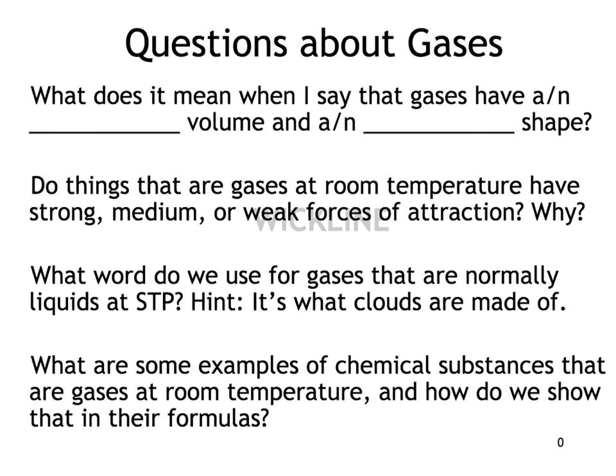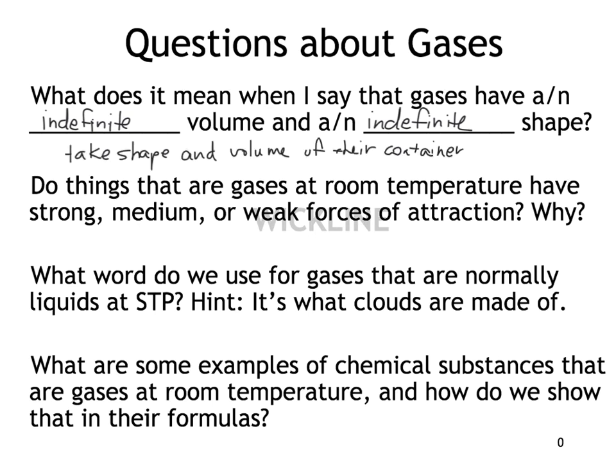So some questions about gases. What does it mean when I say that gases have an indefinite volume and an indefinite shape? In short, it means that they take the shape and volume of whatever container they're placed in. Therefore, it should be pretty evident that gases at room temperature have weak forces of attraction holding them together. That's the reason why they spread out.